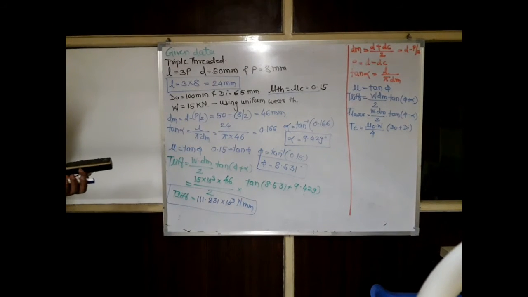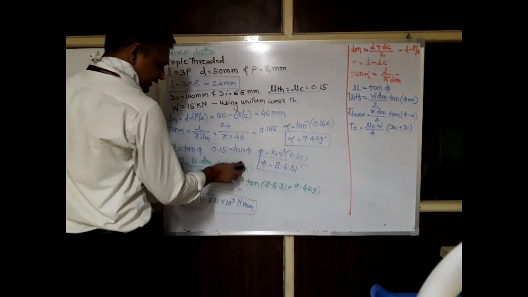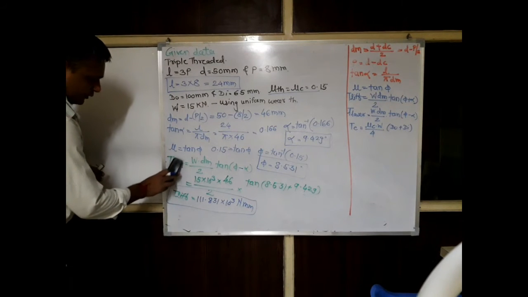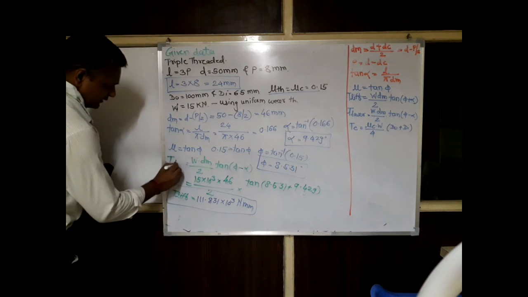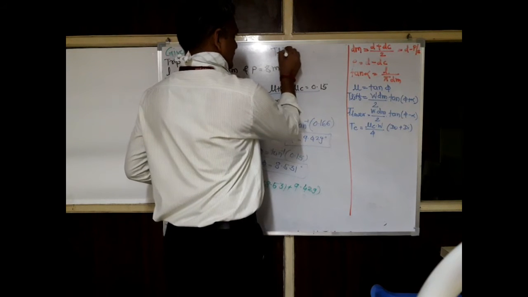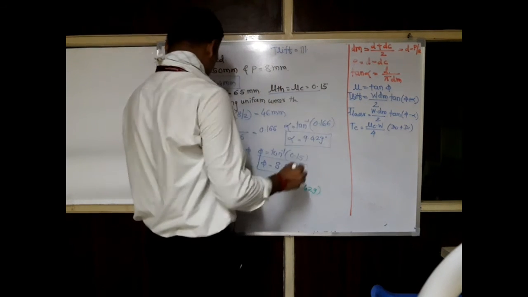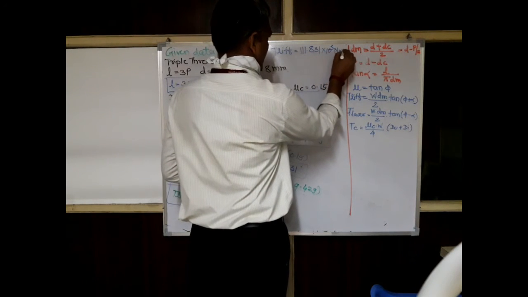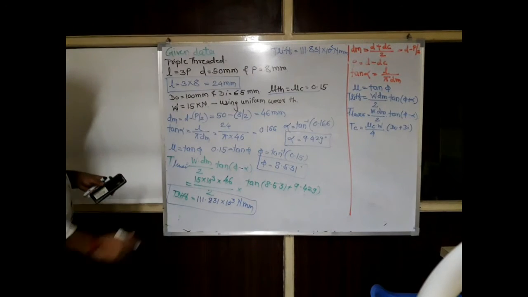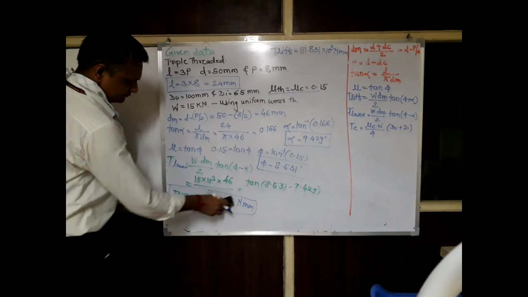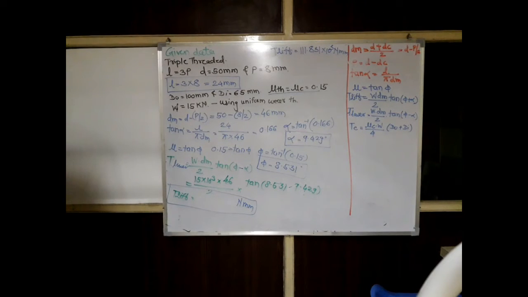The value of T lower will be evaluated by using a simple modification, that is phi minus alpha. First of all, I will note down the value of T lift is equal to 111.831 into 10 raised to 3 Newton mm. Then for T lower, I evaluate this value. Calculate this value of T lower.